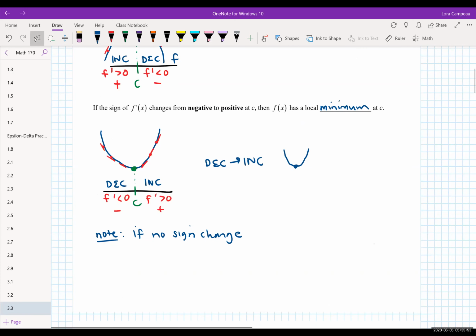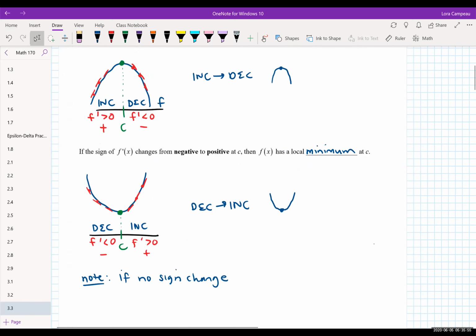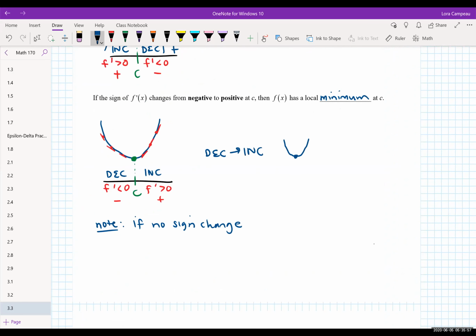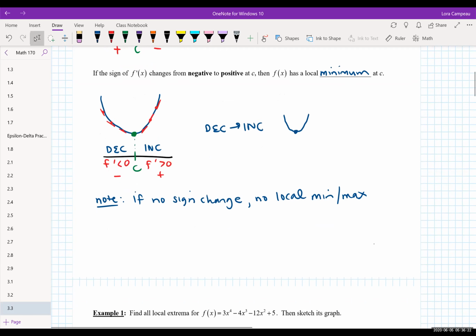well, you can think about it. If you're always decreasing, oh, whoops, here we go. If you're always decreasing, there's not going to be a min, or if you're always increasing, there's not going to be a max. We don't know where it is. So if there's no sign change, there is no local min or local max.